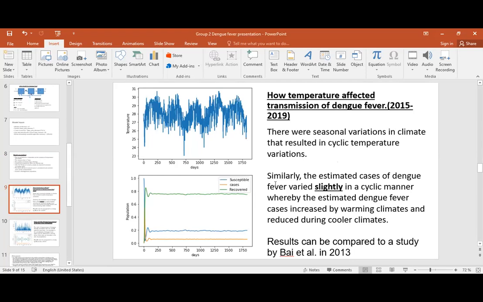So I request Victoria to explain our outputs. So in this slide, we have how temperature affected the transmission of dengue fever. We see that there were several variations in the climate that resulted in cyclic temperature variations. And similarly, the estimated cases of dengue fever varied slightly in a cyclic manner, whereby the estimated dengue fever cases increased during warming climates and reduced during cooler climates. And these results can be compared to a study done by Bai et al. in 2013.